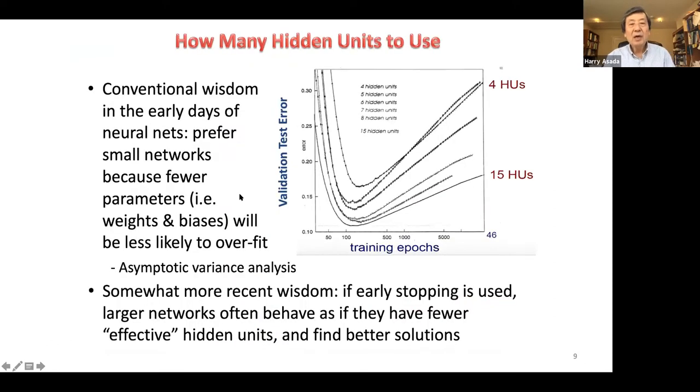Okay. So how many hidden units to use? This is always one of the bigger questions. When we do a multi-layer neural net, conventional wisdom in the early days of neural nets preferred small networks because fewer parameters are less likely to overfit. That's correct, right? Well, in fact, what we learned in system identification theory applies only to linear systems. Asymptotic variance analysis, for instance, tells us not to over-parameterize the systems. That is equivalent to saying don't put too many hidden layers. But the theory holds only for a limited class of systems, in particular linear systems. In a nonlinear domain, the situation is a little bit different.